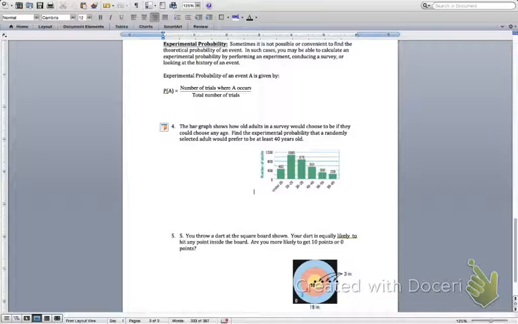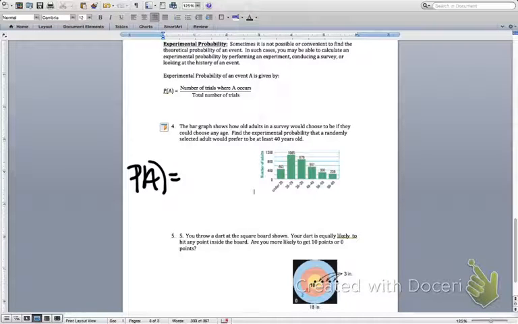Experimental probability of an event is given by the number of trials where A occurs over the total number of trials. Example number 4. The bar graph shows how old adults in a survey would choose to be if they could choose any age. Find the experimental probability that a randomly selected adult would prefer to be at least 40 years of age. So the probability of event A occurring, we have to look at how many adults would have a desired age of at least 40.